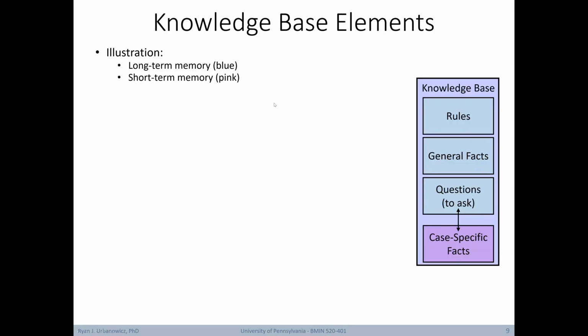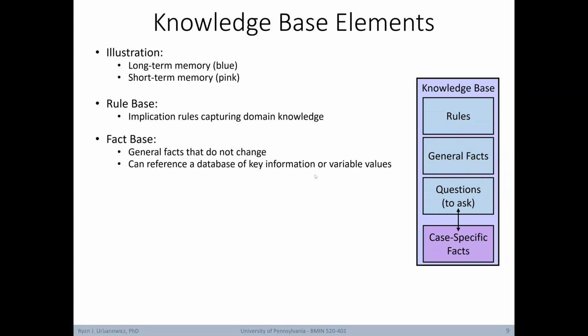Now let's go through and summarize the major parts of the knowledge base as they exist in a lot of expert systems. Here we have the knowledge base illustrated on the right, where all the items representing long-term memory are given in blue, such as rules, general facts, and questions to ask. And then our short-term memory is here in pink, which includes the case-specific facts. The rule-based part of the knowledge base includes implication rules that capture domain knowledge. The fact base of the knowledge base includes general facts that do not change. The fact base can reference a database of key information or variable values.